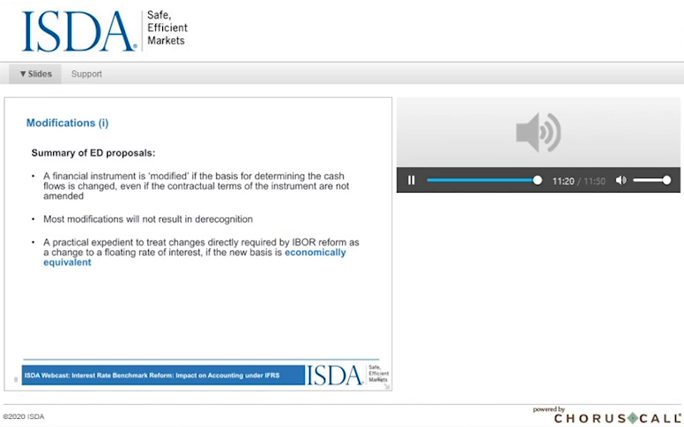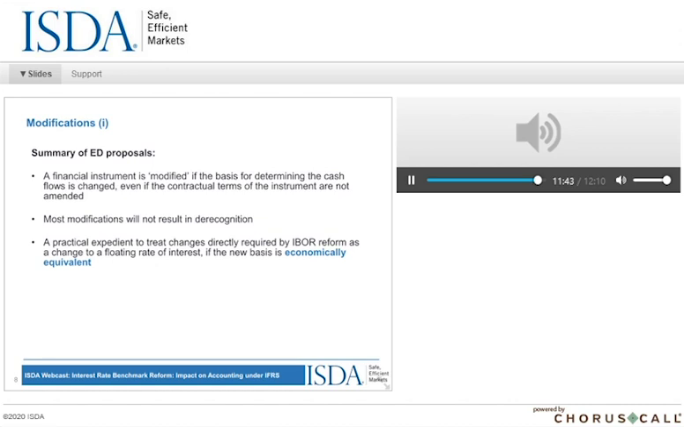Second, there's guidance that modifications of instruments from an IBOR to a risk-free rate on their own are unlikely ever to be a substantial modification, and therefore is unlikely to result in the derecognition of the financial instrument. However, you should watch out for any other amendments made at the same time.